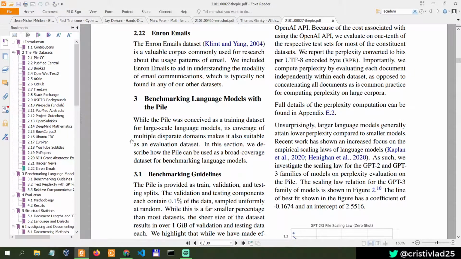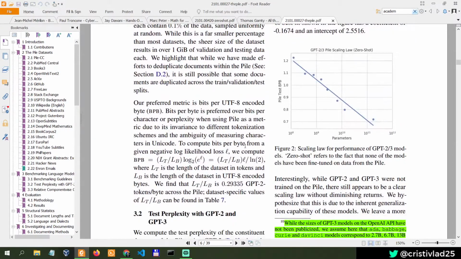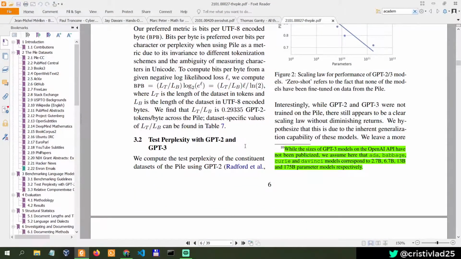benchmarking language models with the Pile. This is for if you're really interested in the technical details, but I didn't actually focus on this while going through the paper. And they make an assumption here. While the sizes of GPT-3 models on the OpenAI API have not been publicized, they assume that Ada, Babbage, Curie, and Da Vinci correspond to 2.7, 6.7, 13, and 175 billion parameters, respectively.